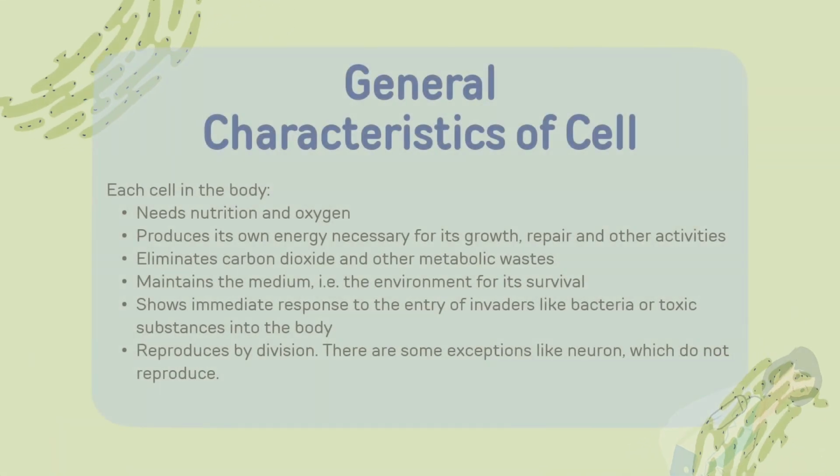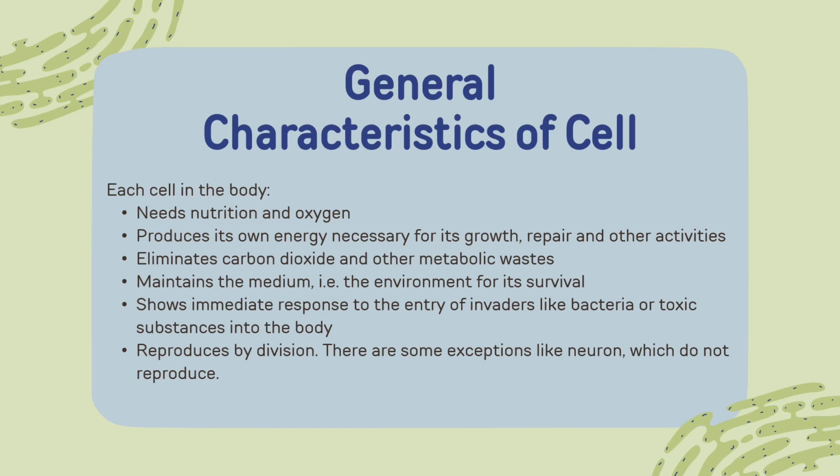Let's discuss the general characteristics of cells. Every single cell in your body has its own job. It takes in nutrients and oxygen, it produces energy, it eliminates waste, and even protects you from invaders like bacteria. And just like us, cells have to maintain a stable environment to survive. And did I mention that most cells can reproduce by dividing? Except for neurons. Those cells don't get replaced.